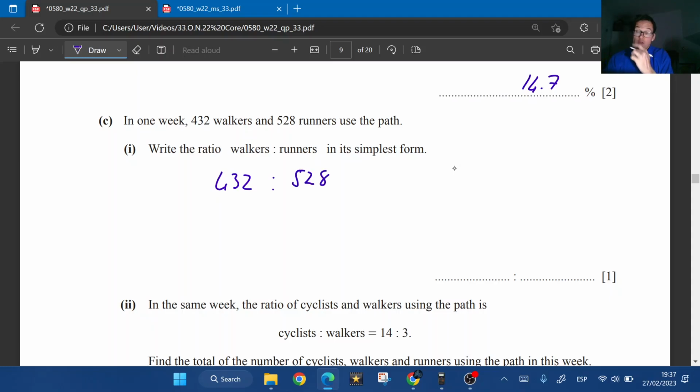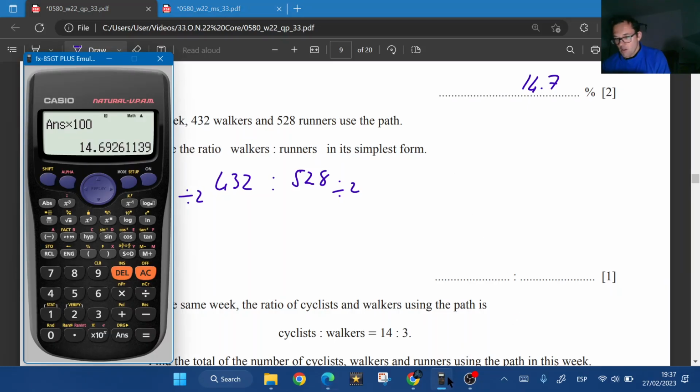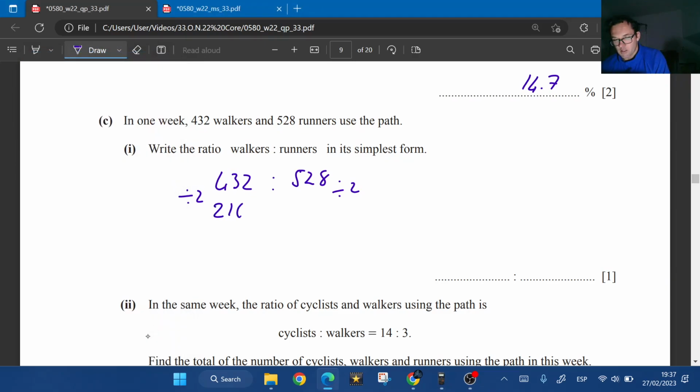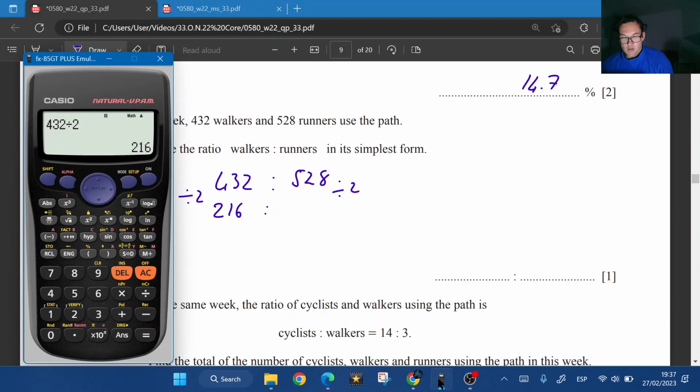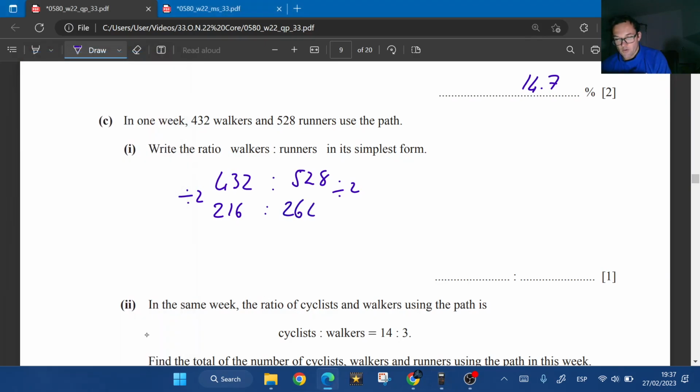We need to divide both sides by the same number. What could that possibly be? Let's start, just divide with both even numbers. So let's half both the numbers, right? 432 divided by 2 is 216 this side. And that side would be 528 divided by 2, 264. Okay, it looks like we're going to be dividing this by 4 for a while.